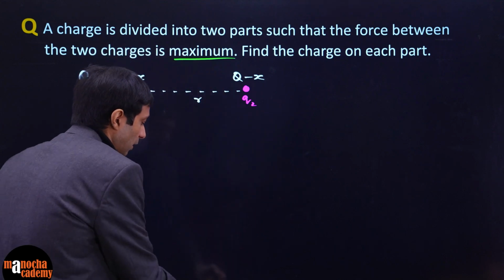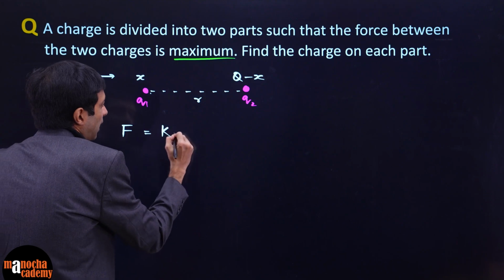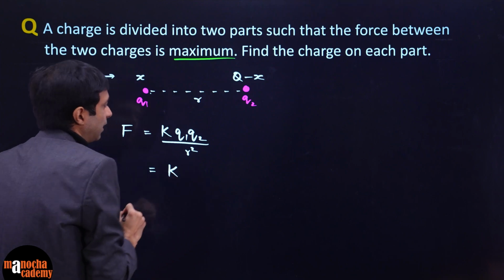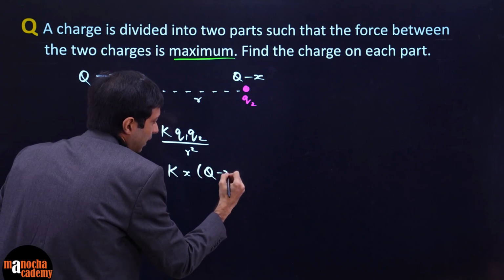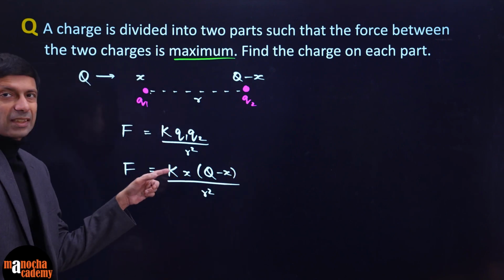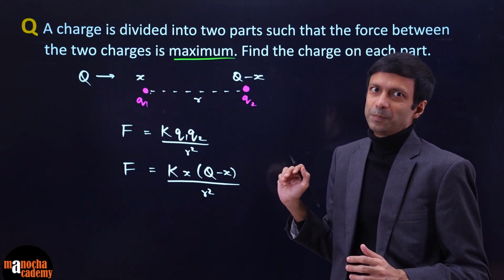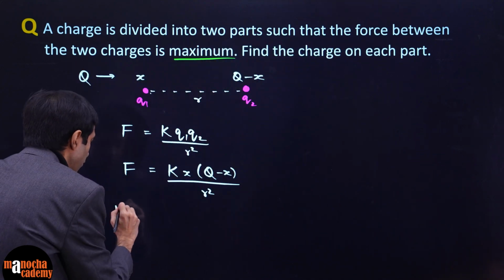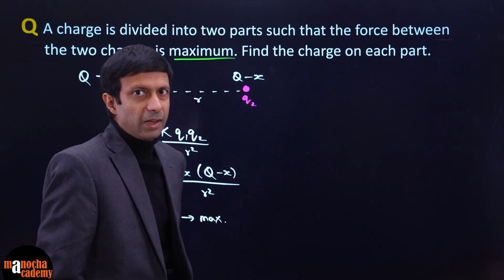So what will be the electrostatic force here? From Coulomb's law, F we know is K Q1 Q2 by R squared. So that will be the constant K, Q1 is X, Q2 is the total charge minus X, Q minus X, divided by R squared. But how do we find the value of X, right? If I can get the value of X so that this force is maximum, right? So we need to find X. The goal here is to find X so that force is maximum. Clear? The goal is clear.